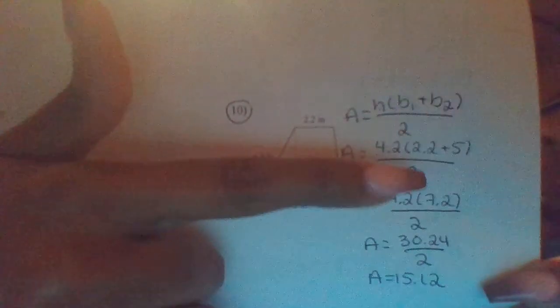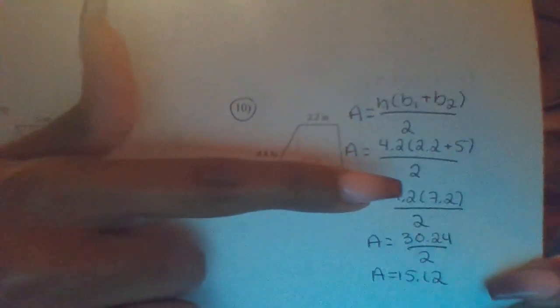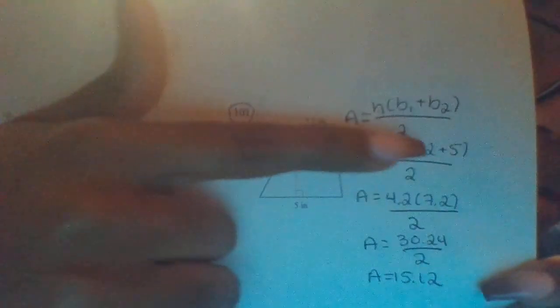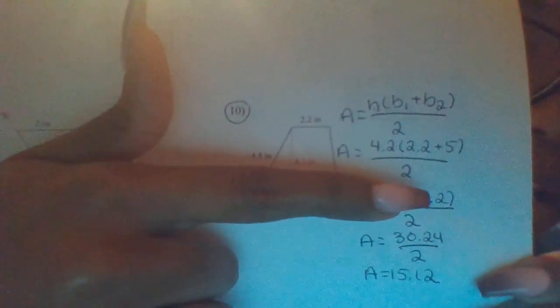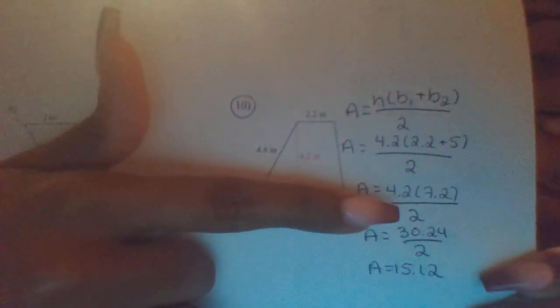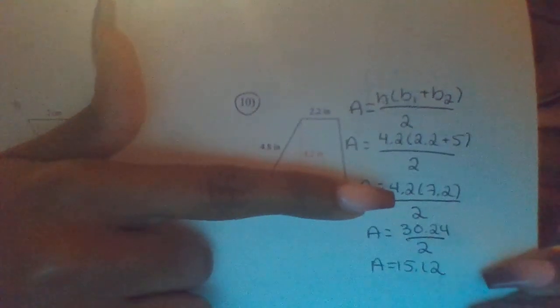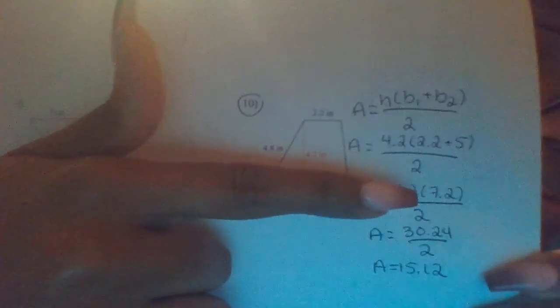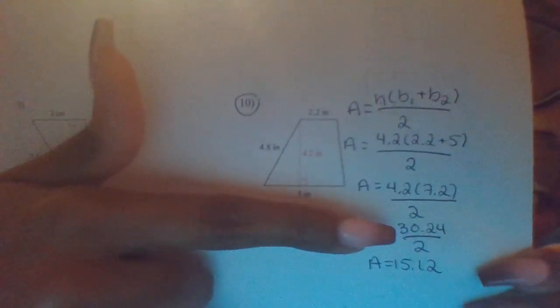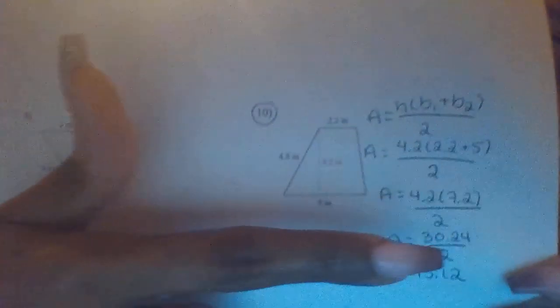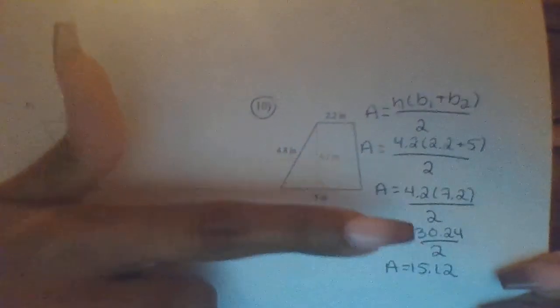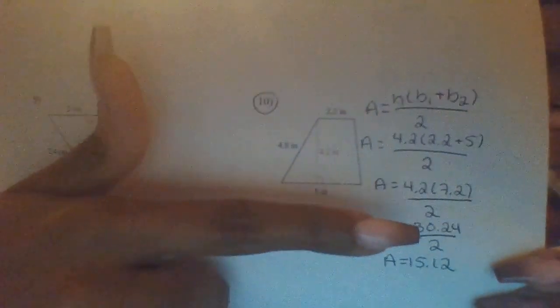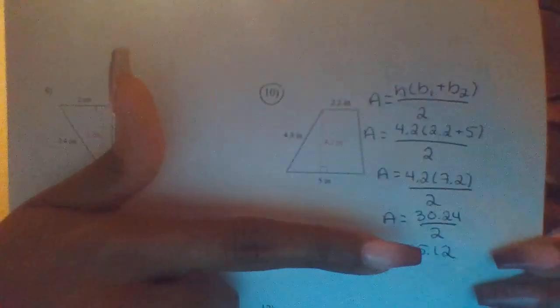Our next step is to make sure we're keeping order of operations in mind. You want to start by simplifying the parentheses. 2.2 plus 5 gets us 7.2. And then it doesn't really matter how you go from here, but I normally like to work from top to bottom when it's possible. So I did 4.2 times 7.2 to get 30.64. I believe that's what that says. It's backwards to me. Nope, 30.24. So we got 30.24 divided by 2. And that final answer in our calculator got us 15.12.